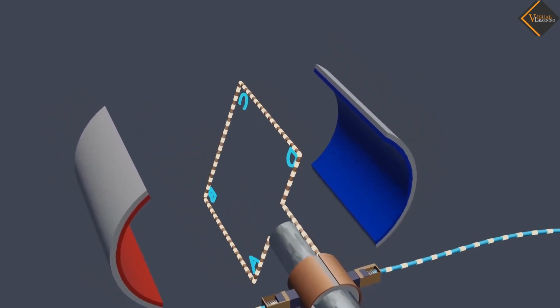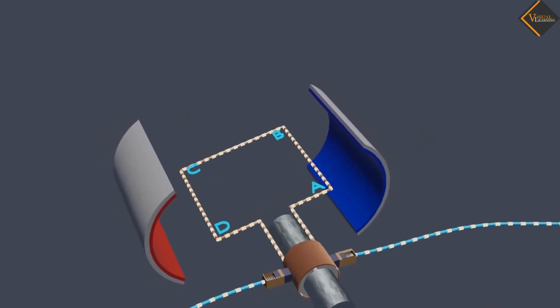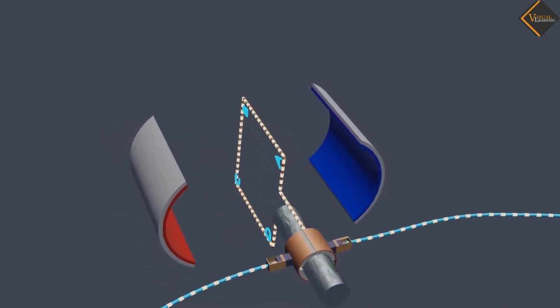The reversing of the current is repeated at each half rotation, giving rise to a continuous rotation of the coil and to the axle.